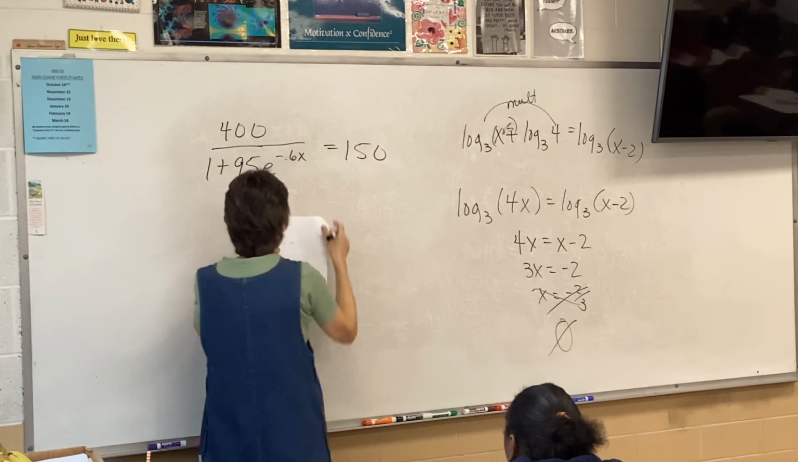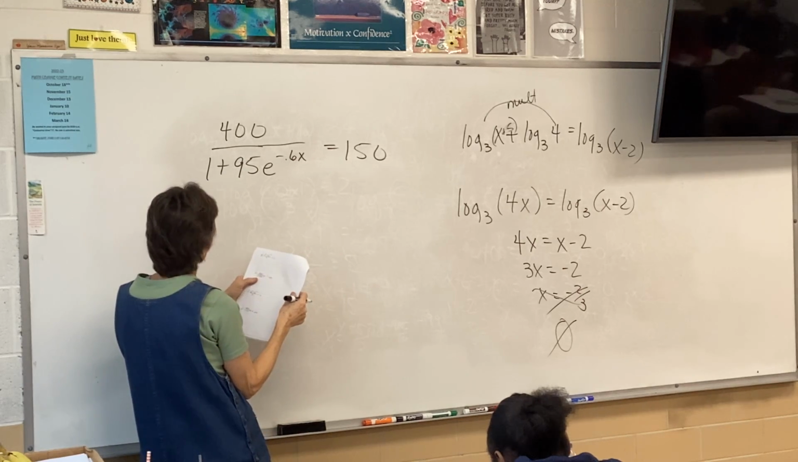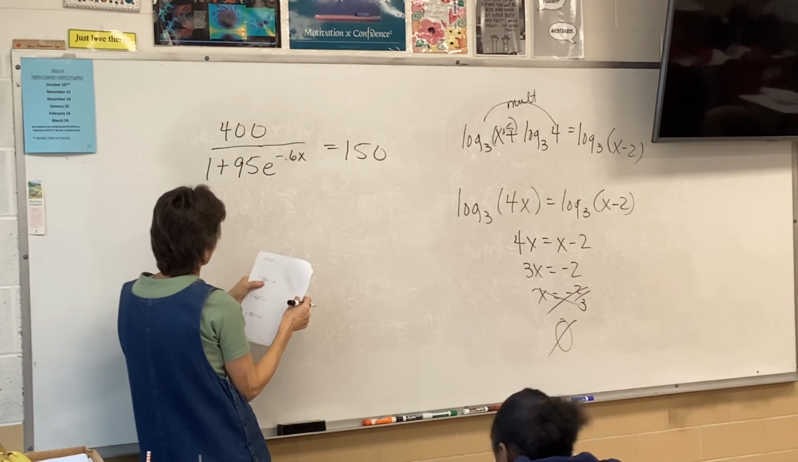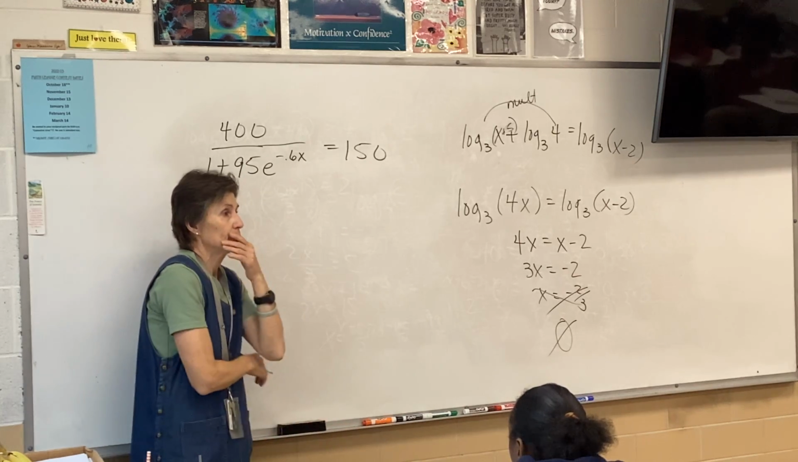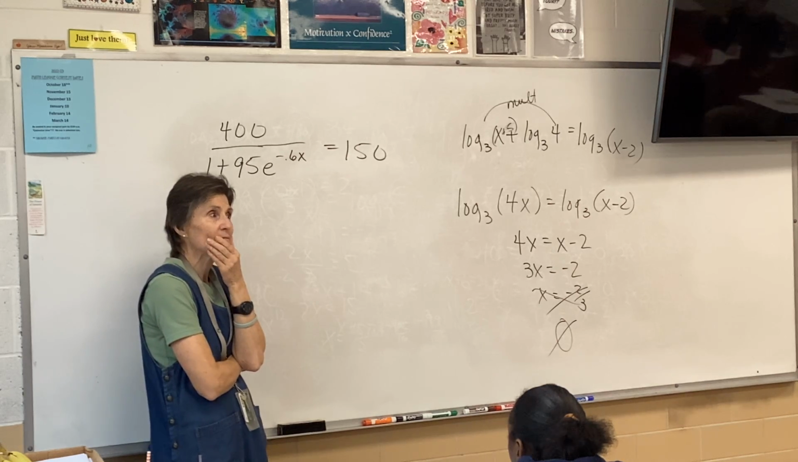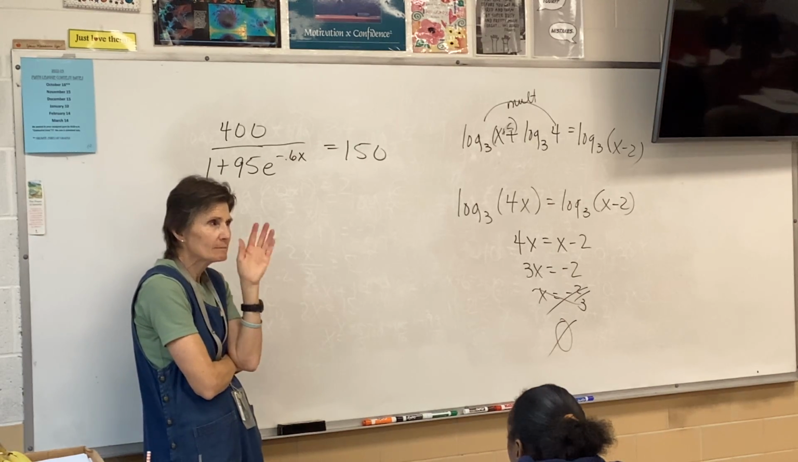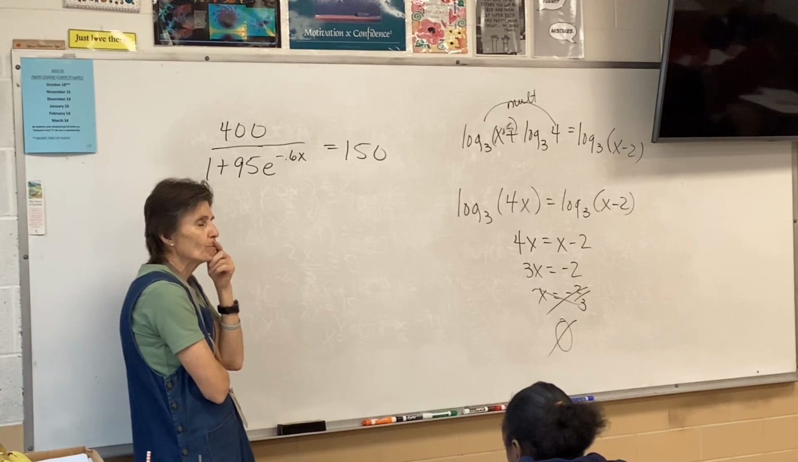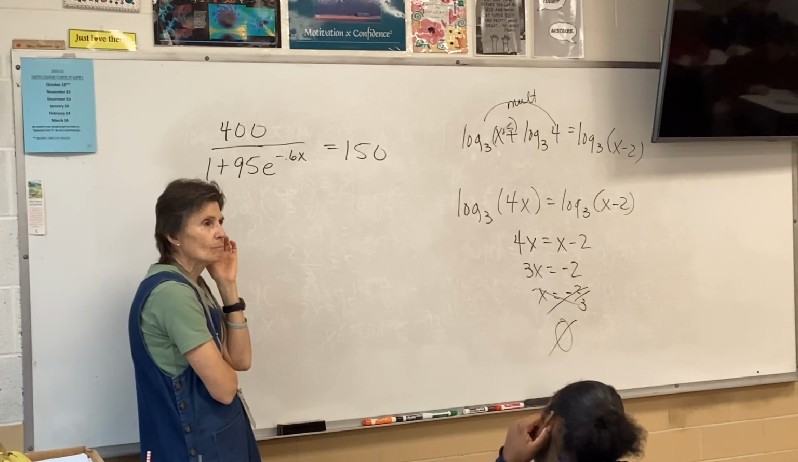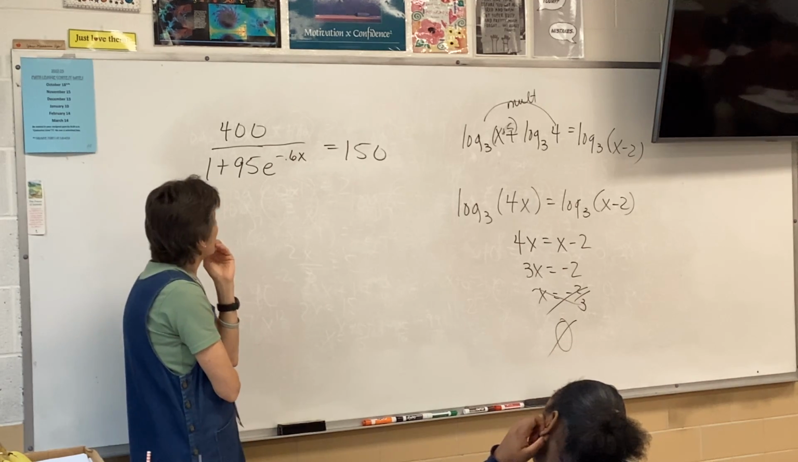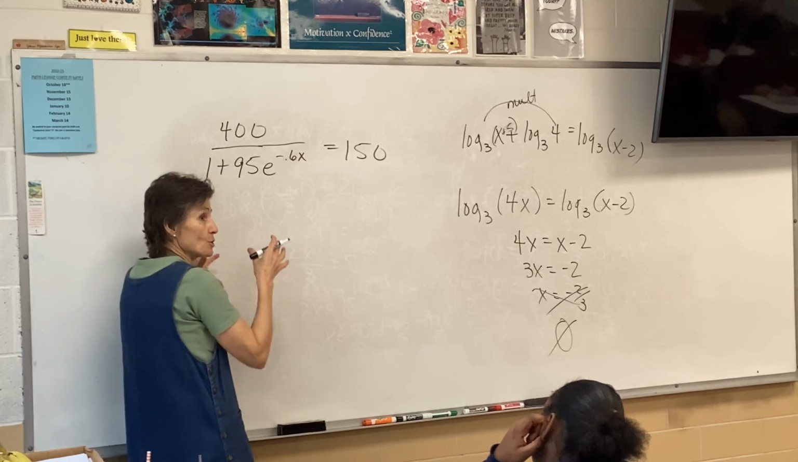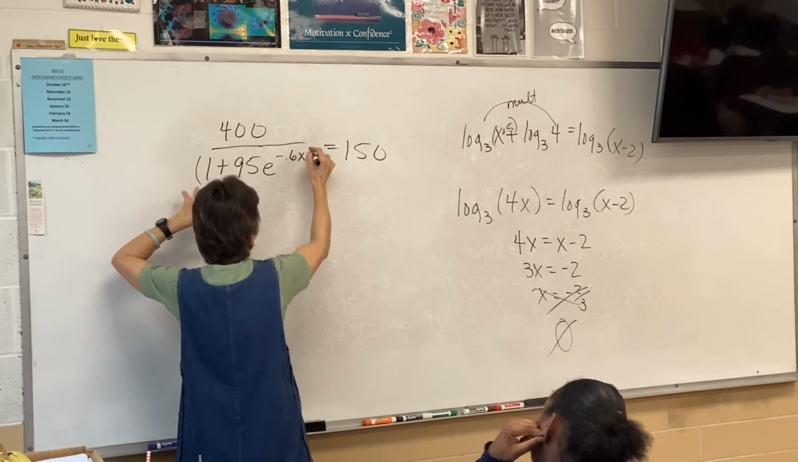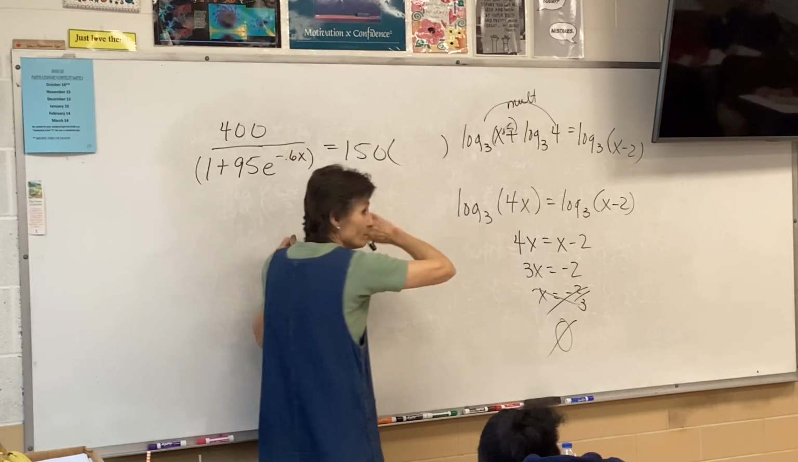Looks like I did some erasing, so I'm gonna make sure 400 over 1 plus 95e. We actually have done these. Does anybody remember how to get started on it? Katie? Would you have to get it all on one side first? Well, sort of. I'd like to get rid of the fraction. So I think I'll take this guy right here and multiply him over to here.